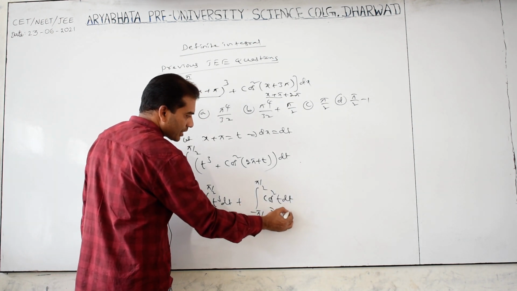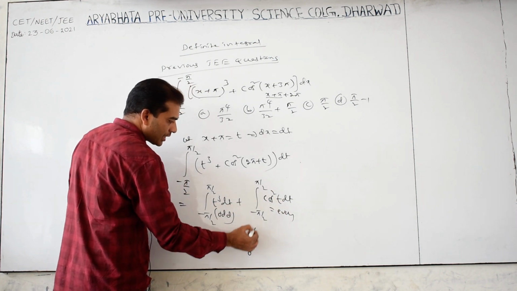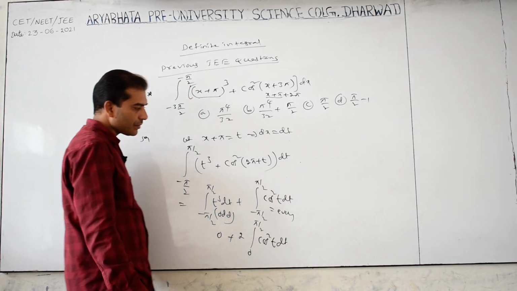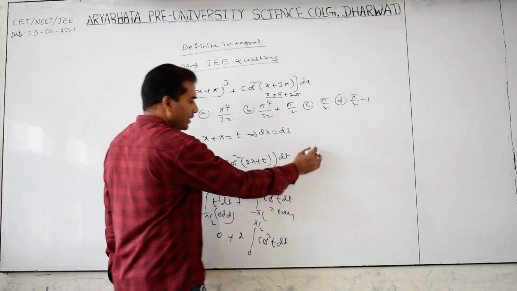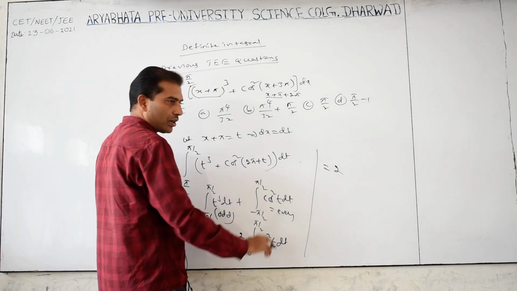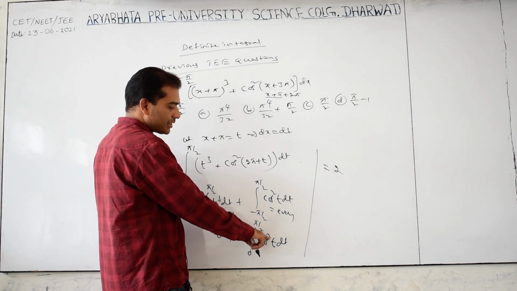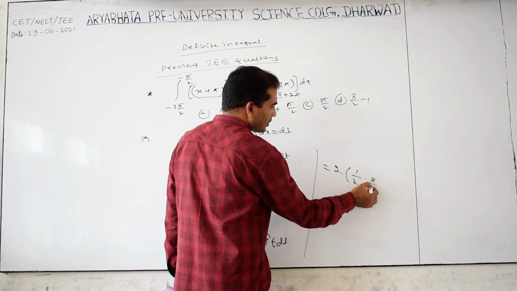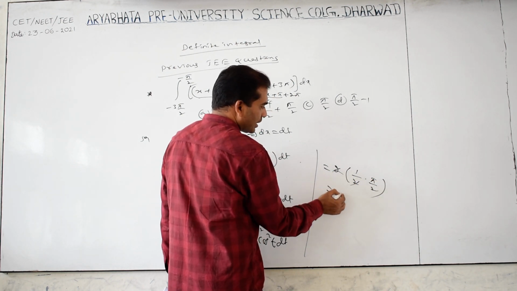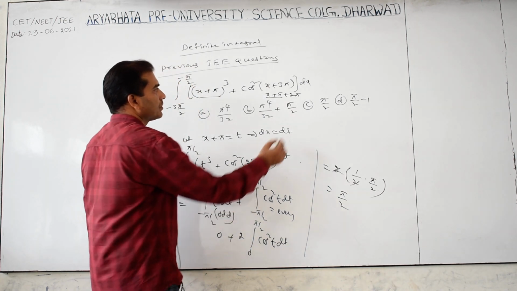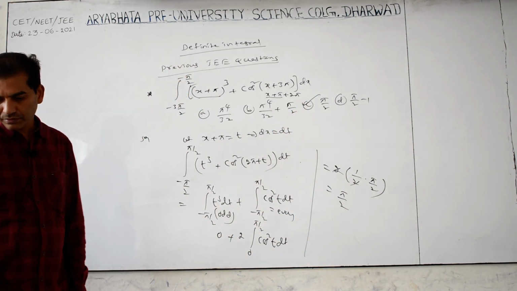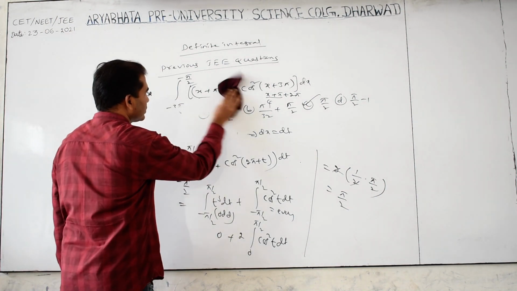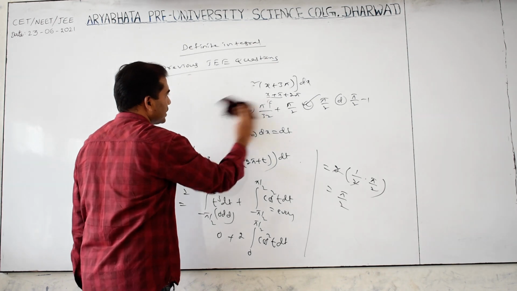This is the even function, so we can write 2 times integration from 0 to pi by 2 of cos square t dt. Cos square t integration, how to find? Use 1 plus cos 2 theta, or the standard formula: n is 2 here, so (2 minus 1)/2, which is 1 by 2, multiplied by pi by 2, understood? The 2 cancels, and the answer is pi by 2. This was asked in 2006.